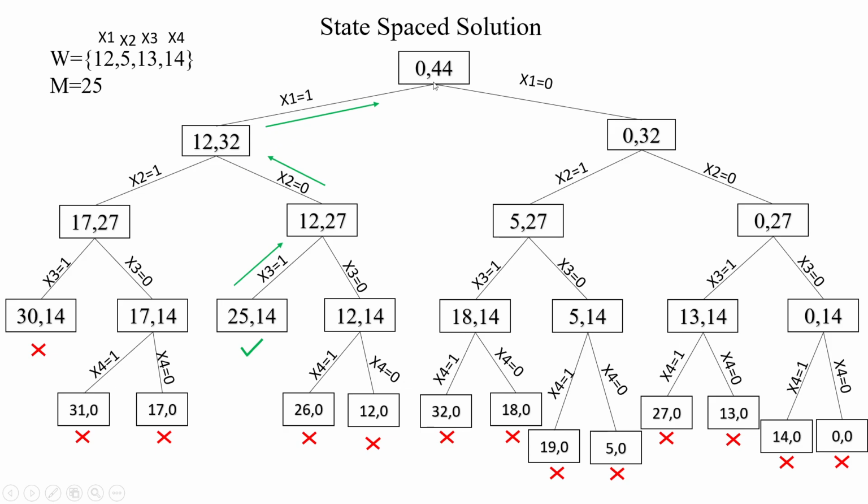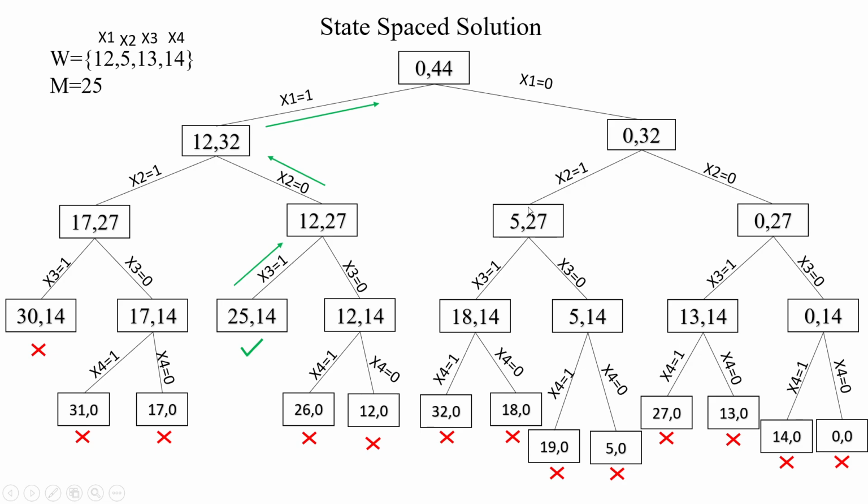From this node we will try by not including the first weight. By not including the first weight, which is 12, we have 0 and the 12 will be removed from 44, then it will become 32. From this node we will check by including the second weight, which is 5. By including the second weight, 0 plus 5 will be 5 and 5 will be removed from this total, then it will become 27.